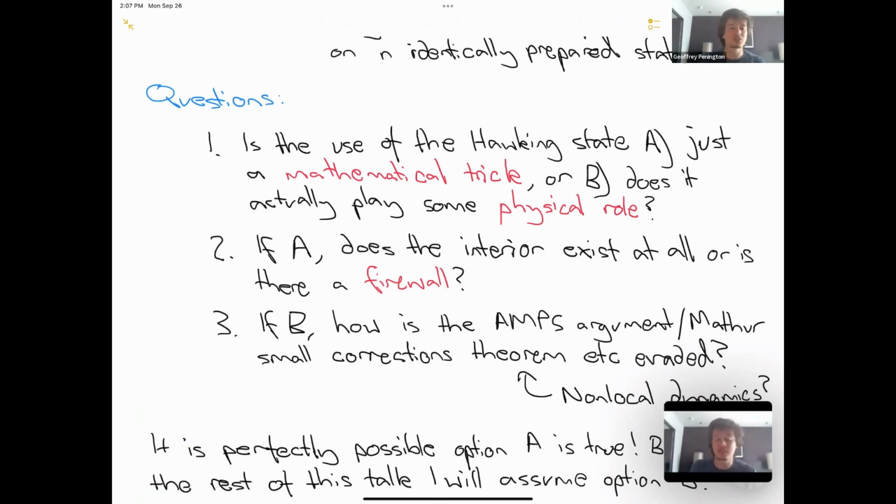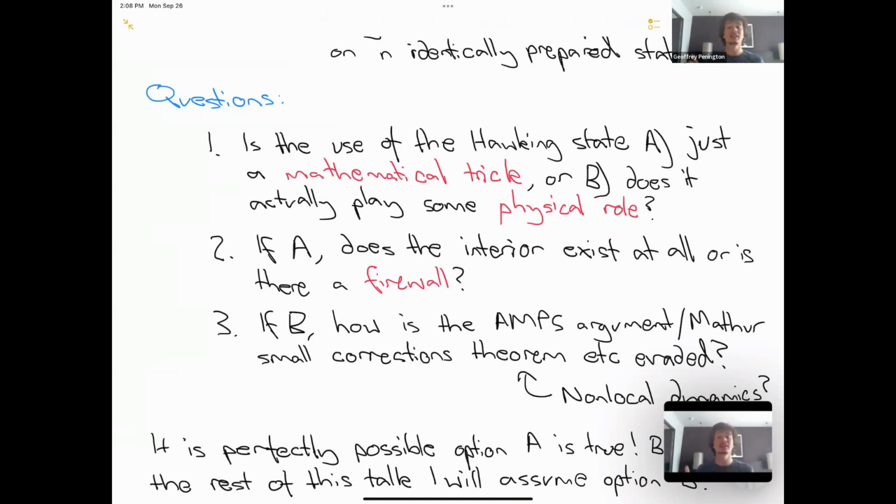In particular, if the answer is just A, that the Hawking state was just a mathematical trick, then should we believe in the black hole interior at all, or is the entire black hole interior just a mathematical trick that we can use in computations, but doesn't physically exist? Is there really secretly a firewall after all?